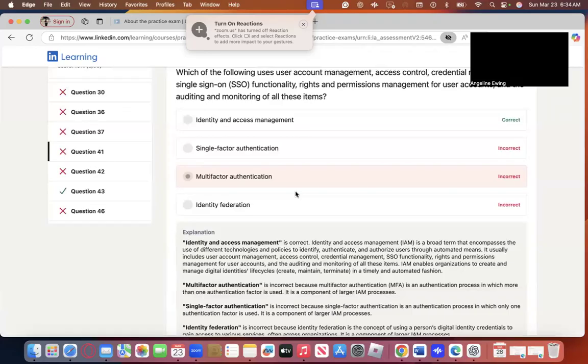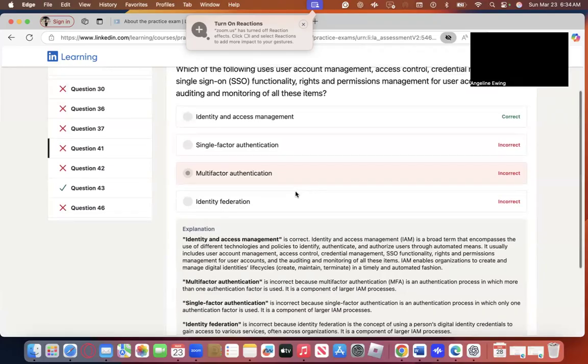Single sign-on authentication is one in which only one authentication factor is used. It is a component of a larger IAM process.